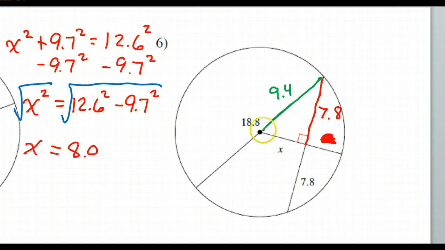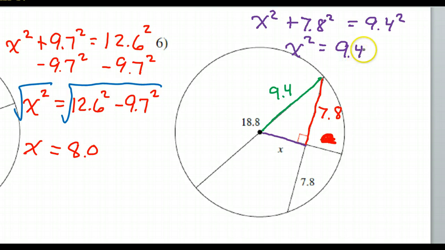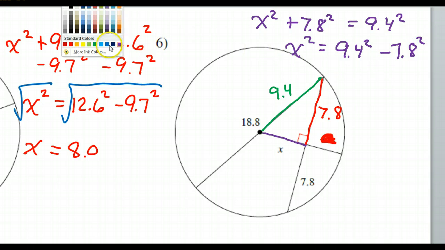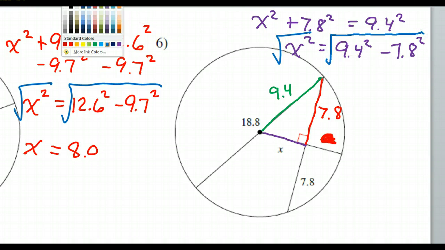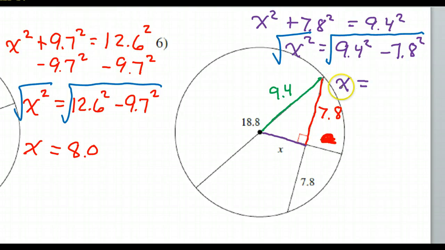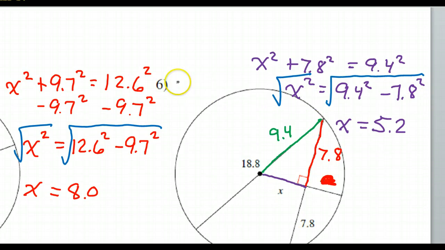And we are being asked to find x. So that's just going to be the Pythagorean theorem. We will just do x squared plus 7.8 squared is equal to 9.4 squared. So that means we'll have x squared equals 9.4 squared minus 7.8 squared. And then we shall take the square root of both sides. And that will give us x equals, handy dandy calculator, 5.2. All right, so that is how you do number 6.